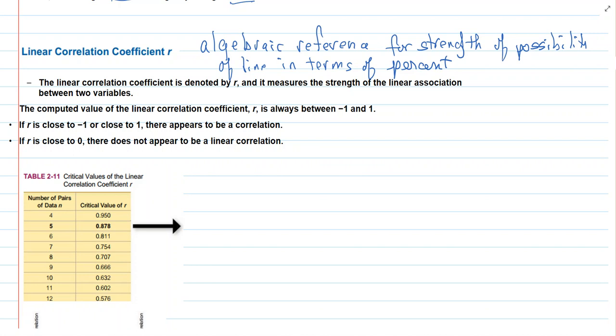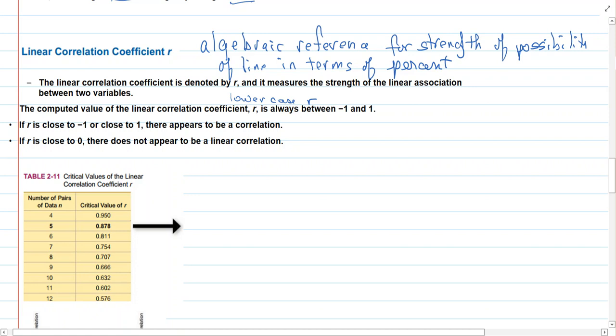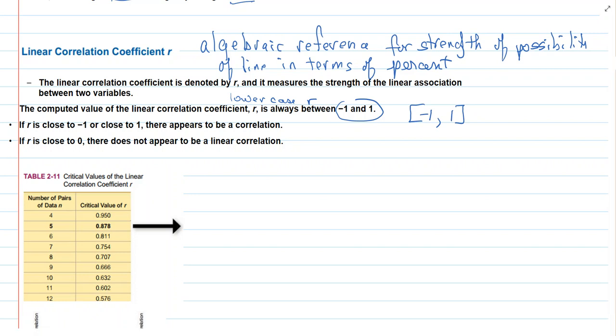The linear correlation coefficient is denoted by a lowercase r, and it measures the strength of the linear association between two variables. The computed value of the linear correlation coefficient R is always between -1 and 1. That's very, very important. We can have it below the line or above the line. In either case, if it's strong enough, it should be good.